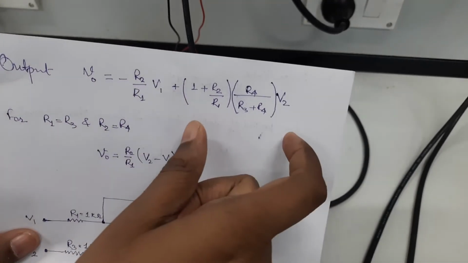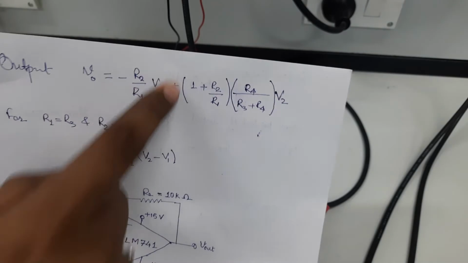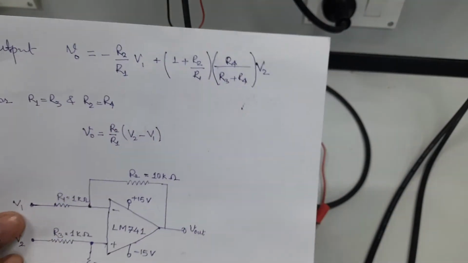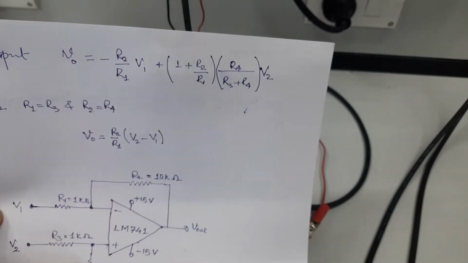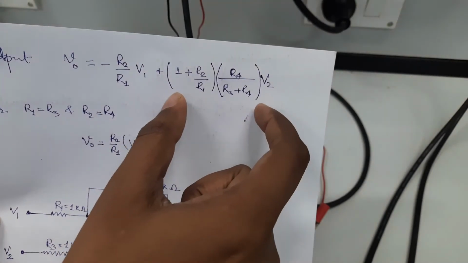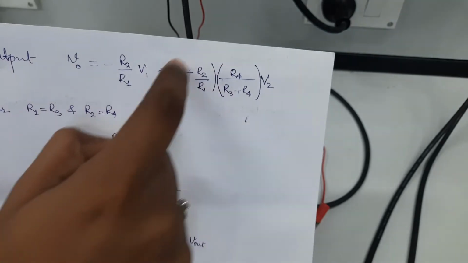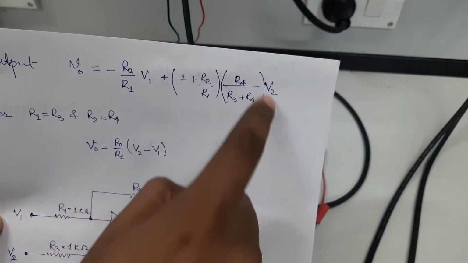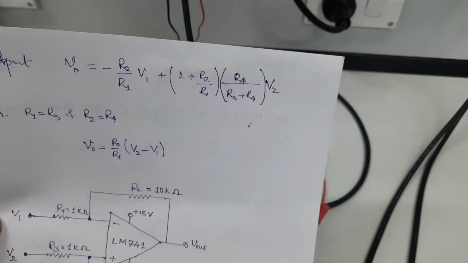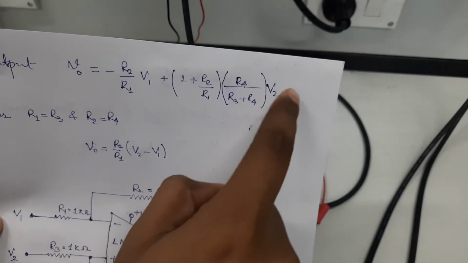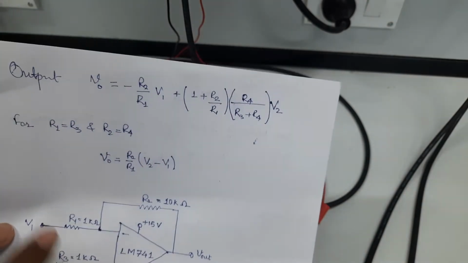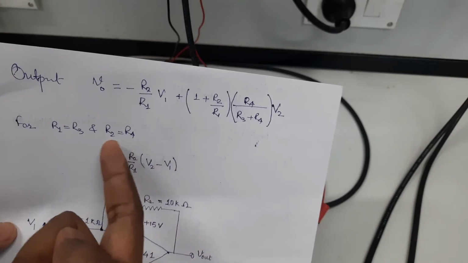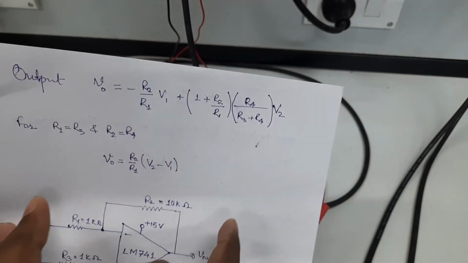the inverting gain plus the non-inverting gain. This is an inverting gain because we are giving V1, and from V2, because of the R3 and R4 resistors, we will get the non-inverting gain. This is the traditional feedback gain, 1 plus R2 over R1, and this one is how much voltage is dropping across the R4 resistance. So this will be the gain. Here I assumed R1 equal to R3 and R2 equal to R4 to simplify this equation.